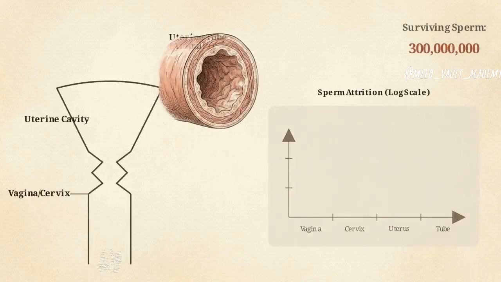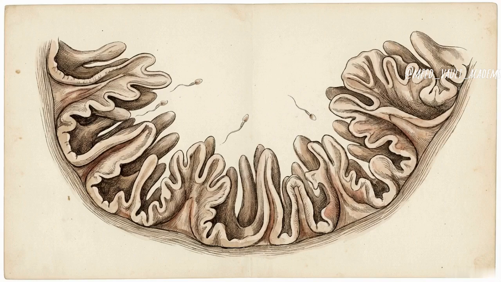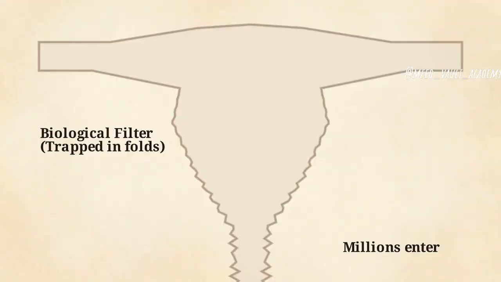As the numerical counter shows, the attrition rate is staggering. Millions of sperm are immediately neutralized by the acidic vaginal environment or trapped in the mucosal folds of the cervix. Of the hundreds of millions that start the journey, only a few hundred surviving sperm ever reach the site of fertilization in the ampulla. This massive loss functions as a biological filter, ensuring that only the most robust and motile gametes arrive to encounter the oocyte.